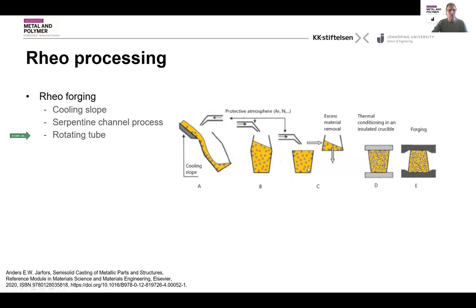Now, Rheo processing, you can have different types of processing. And of course, Rheo forging is one process that is possible, where you normally use something like a cooling slope process, where you generate the solid fraction as the melt flows along a cool plate. And then you have conditioning in a die. And then you sort of put it into the forging equipment after the conditioning. Next, please.